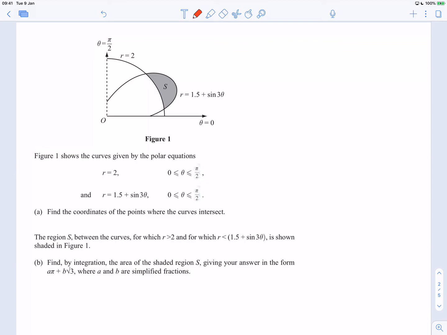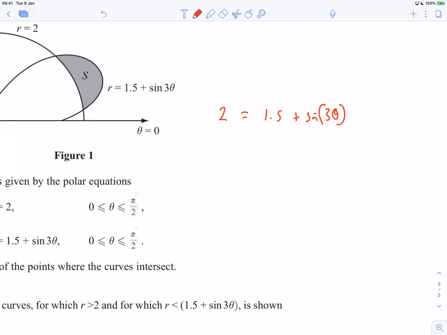Okay, so figure 1 shows the curves given by the polar equations. Clearly r equals 2 is labelled as this quarter circle, and r equals 1.5 plus sine of 3 theta is this weird petal shape that probably goes off in different directions, but we'll leave it at that. Find the coordinates of the points where the curves intersect. Well, just as you'd expect, you set them equal to each other. So set 2 equal to 1.5 plus sine of 3 theta.